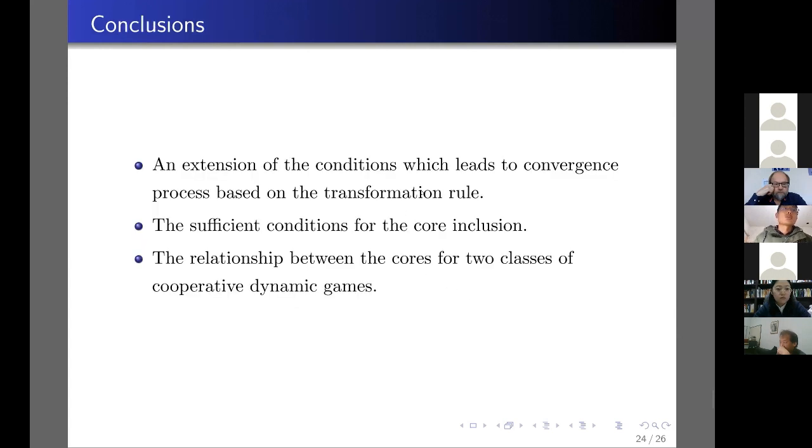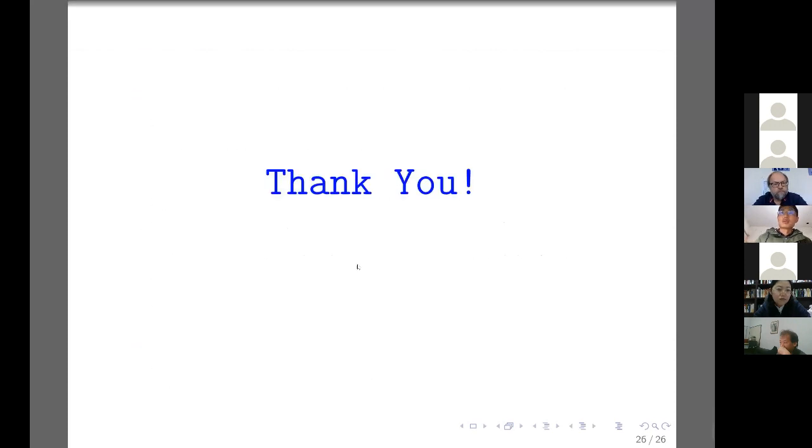To summarize, we extend the conditions which lead to the convergence process based on the transformation rule. We also got sufficient conditions for core inclusion. And at last, we consider two specific games and show their core inclusion. That is all. Thank you.